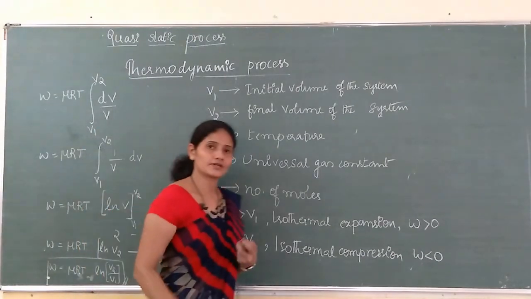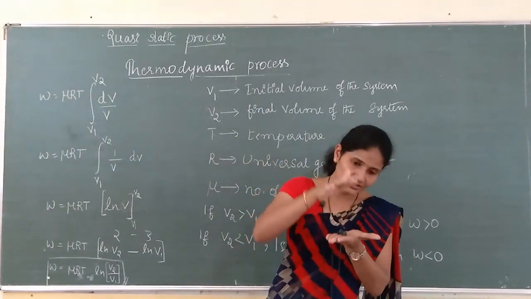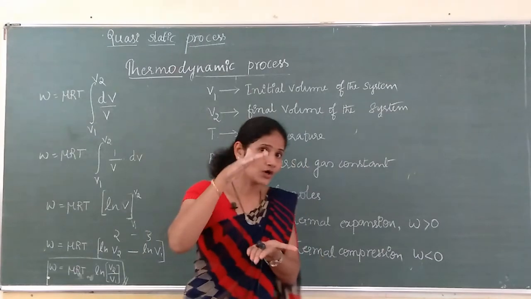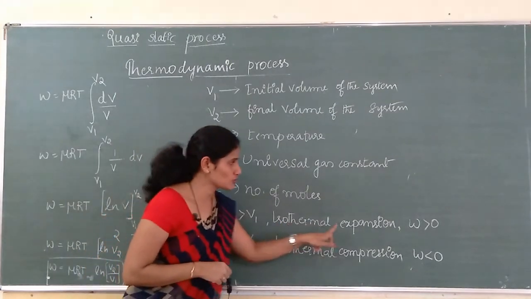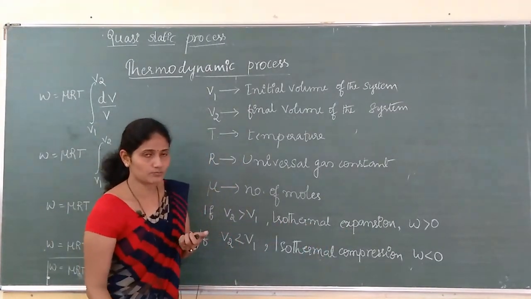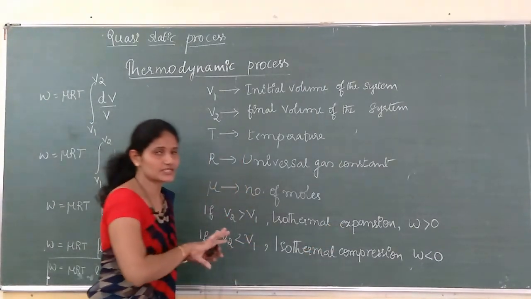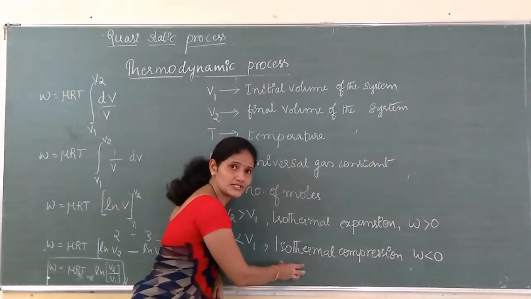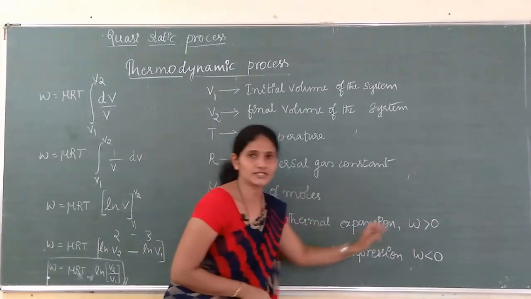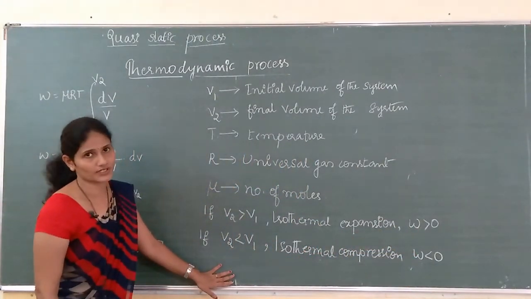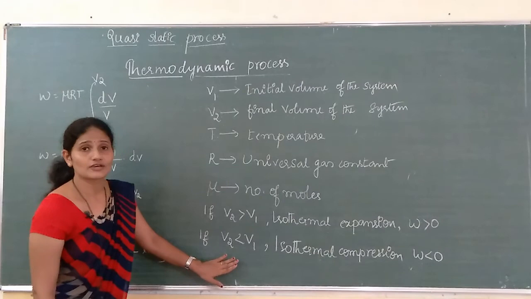That means in isothermal compression, we are doing work. So, work is done on the system, and heat energy is released to the surrounding. In isothermal expansion, heat energy is absorbed by the system and work is done by the gas. Here heat energy is released to the surrounding and work is done on the system. Work done is negative here, and positive there. This is very, very important from the examination point of view. Work done during an isothermal process is very, very important.